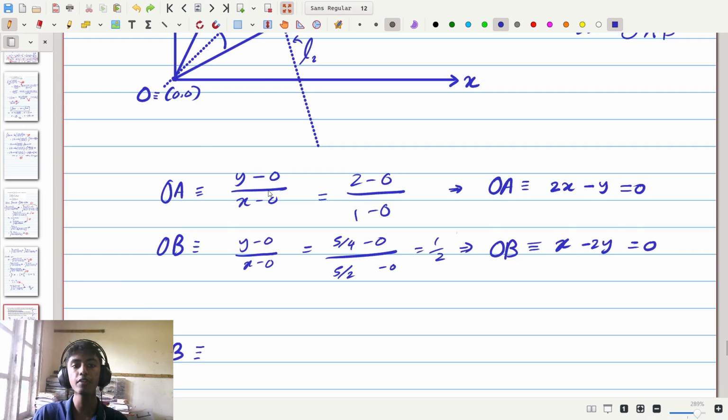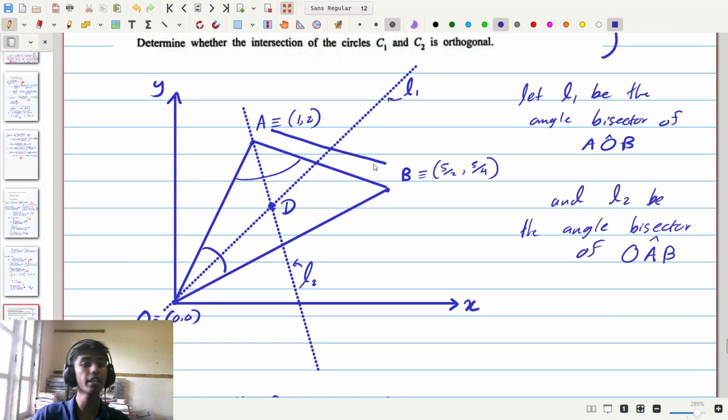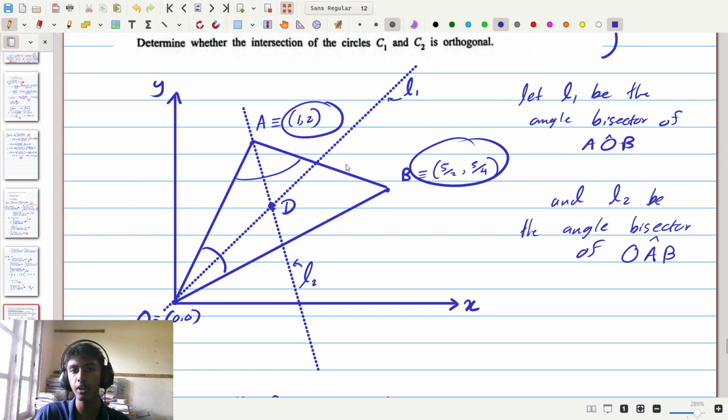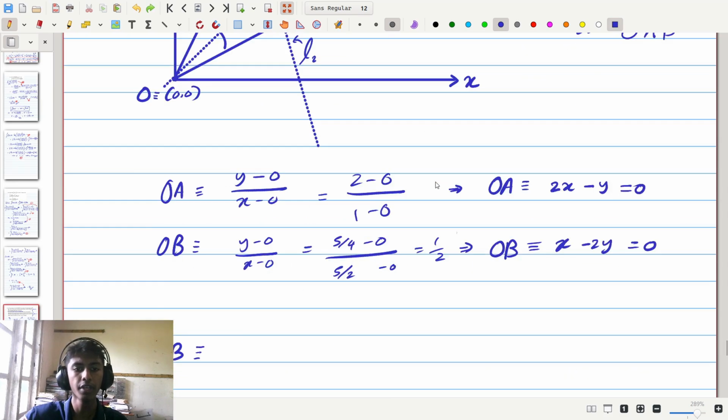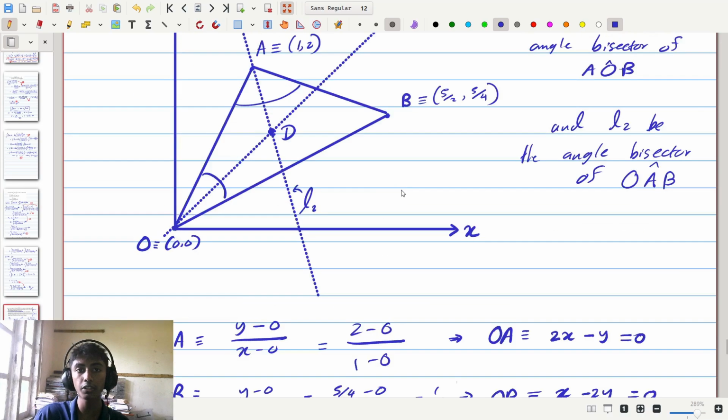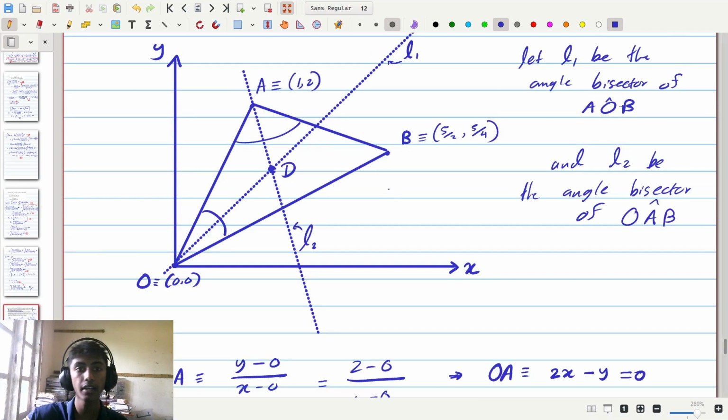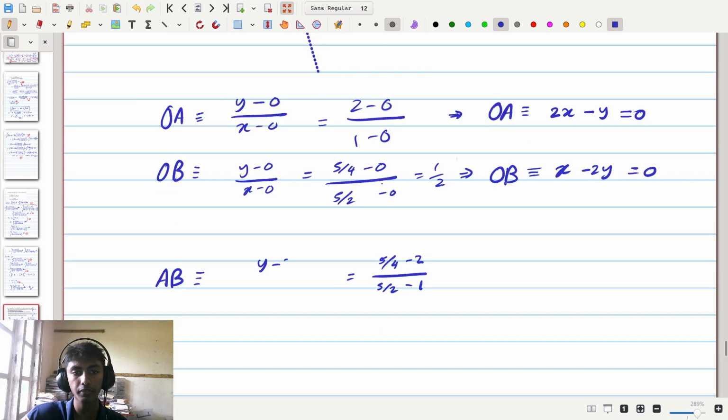Now finally, if we consider AB, if we take the gradient, we can take these 2 points, 1, 2, and 5 by 2, 5 by 4. If we take those 2 points and we consider the gradient, we can see we are going to have a y coordinate difference of 5 by 4 minus 2 divided by 5 by 2 minus 1. This is going to be equal to the y coordinate difference of y and 2, so y minus 2 divided by the x coordinate difference of x minus 1. So we can have y minus 2 divided by x minus 1 equal to all of this.